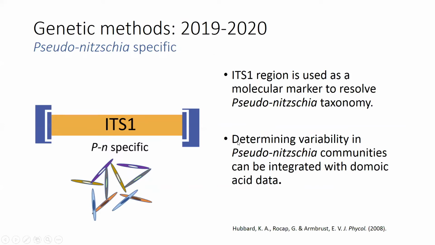And what we want to do here is to determine the variability in our Pseudo-nitzschia communities, and then integrate this with the domoic acid data that we're generating. And we're going to try to develop these really data-rich, long-term time series data sets that I think are really, really exciting. And they're coming up in a few slides, and I really can't wait to show them.